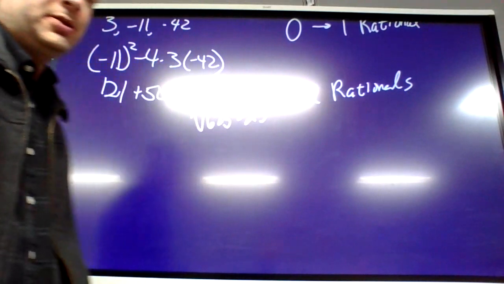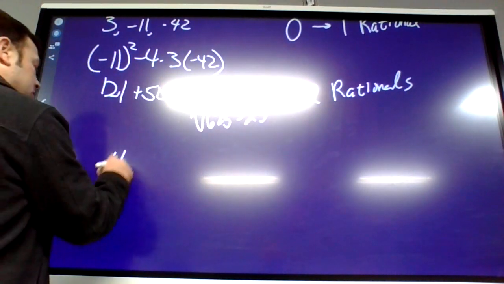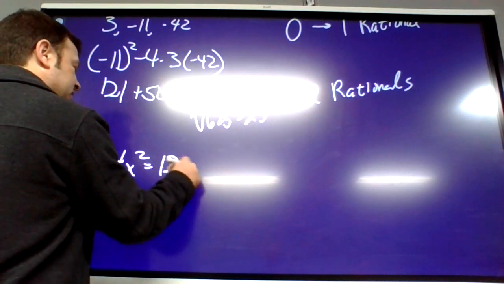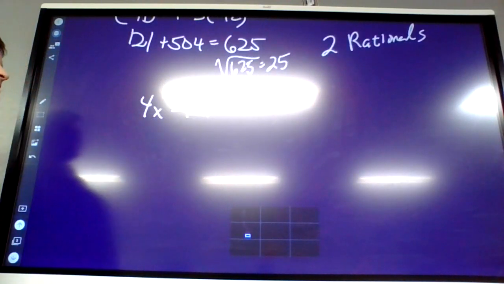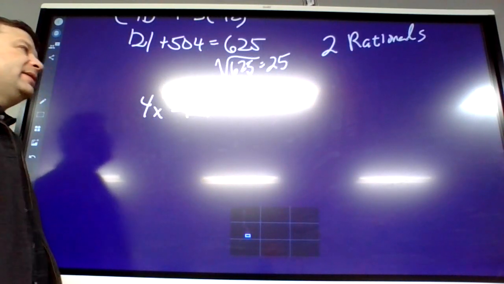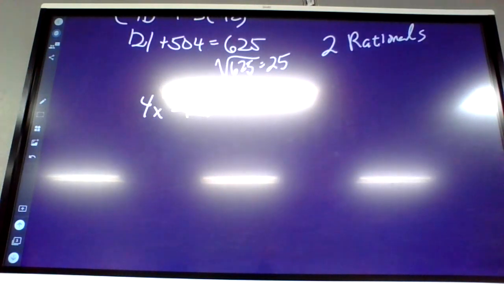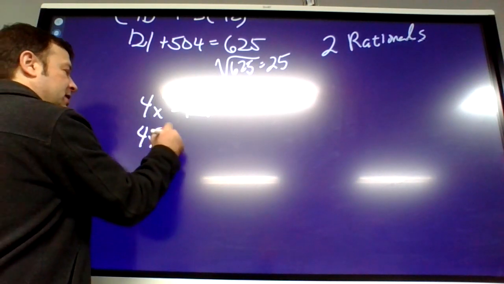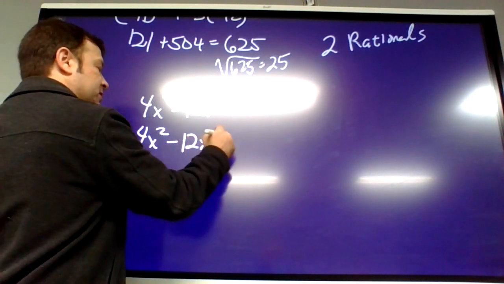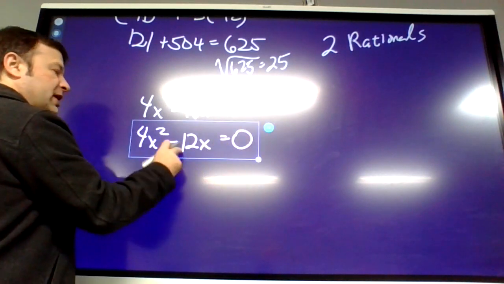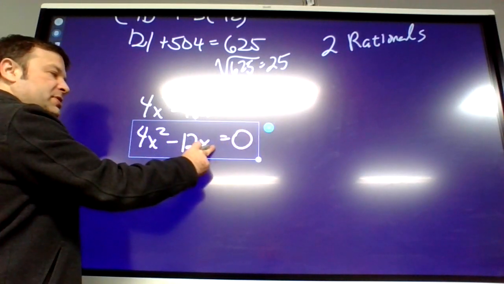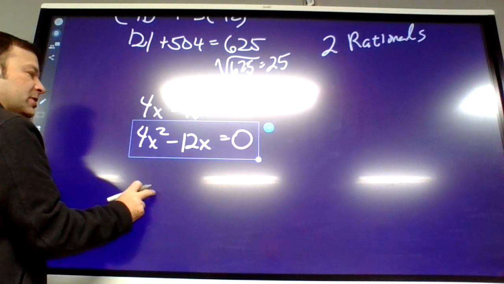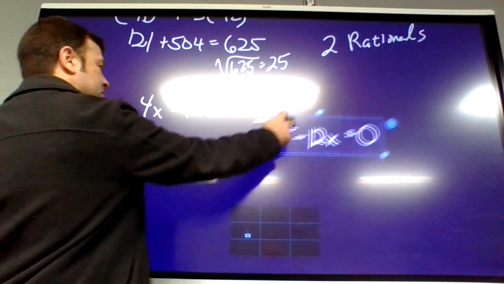Solve, use whatever method you want to. Alright, how would you guys solve this one? Well, if you use quadratic formula, what would your a, b, and c be? 4, negative 12, and 0. Oh, that's correct. So Ava said subtract the 12x over. So 4, negative 12, and there is no constant, so 0. You could do quadratic formula. Does anybody know another way to do this one?